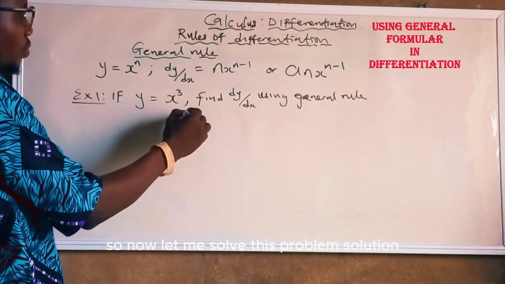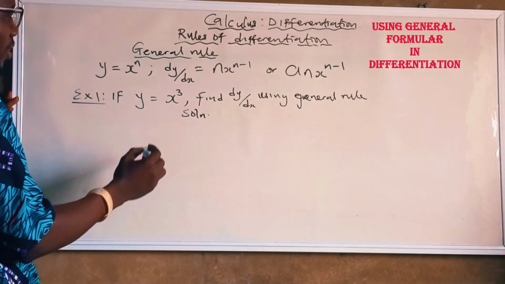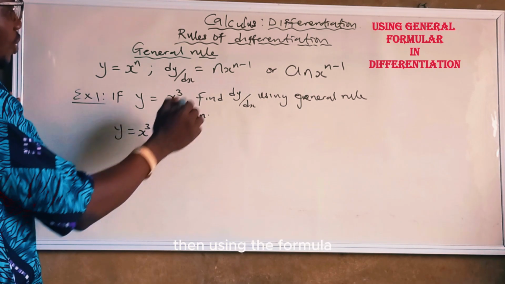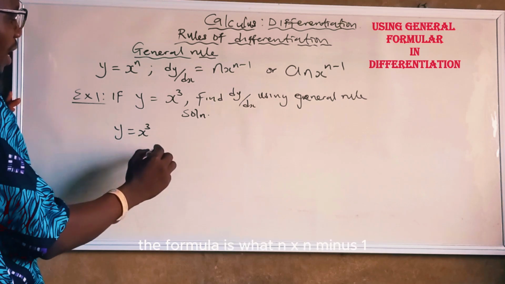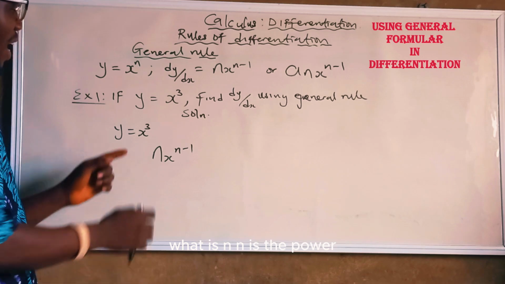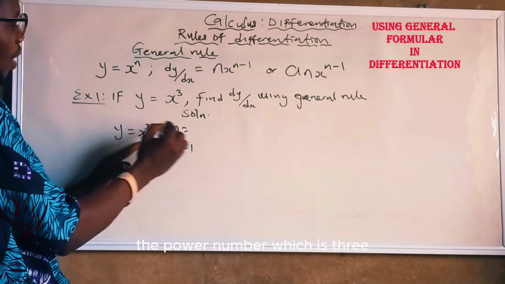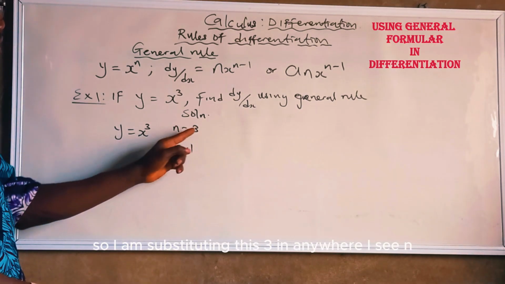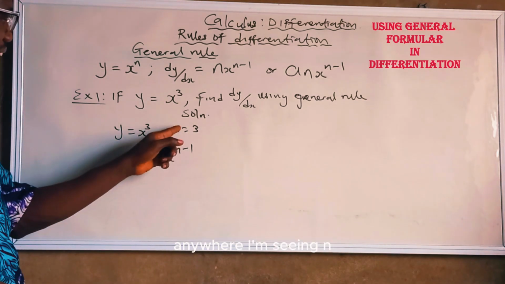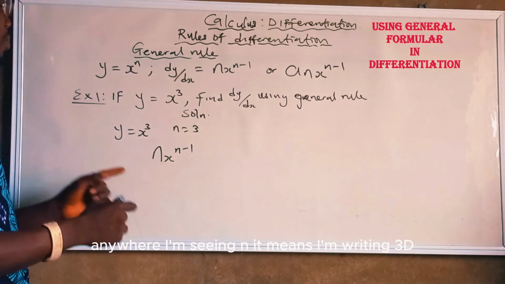So now, let me solve this problem. Solution. In solving this, y is equal to x cubed. Then using the formula nx^(n-1), what is n? n is the power number, which is 3. So I am substituting 3 anywhere I see n.